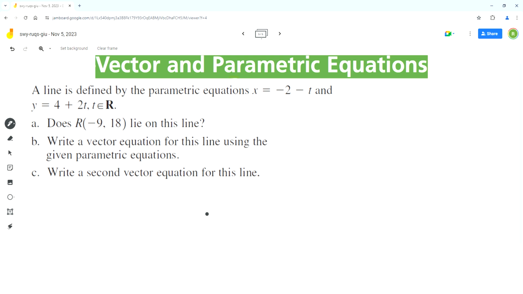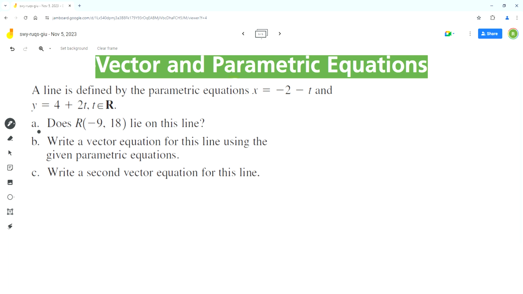So in this video, we'll solve this problem using the concepts of vector and parametric equations for a line in R2. As per the problem, a line is defined by the parametric equations x equals -2 minus t and y equals 4 plus 2t. T is any real number.